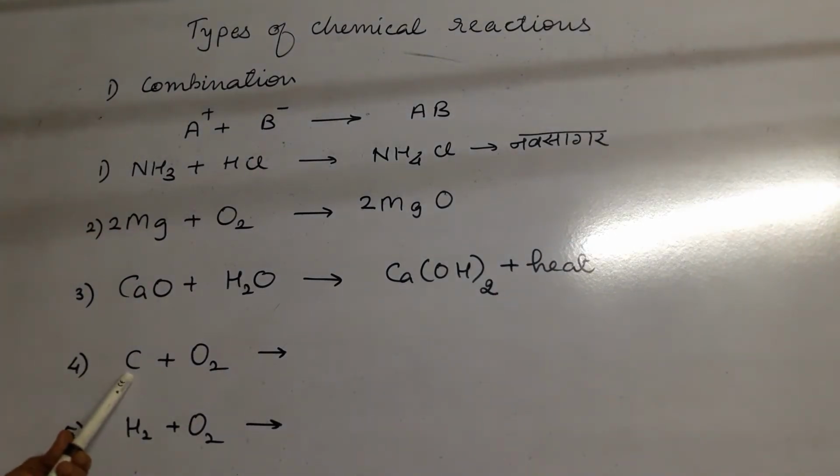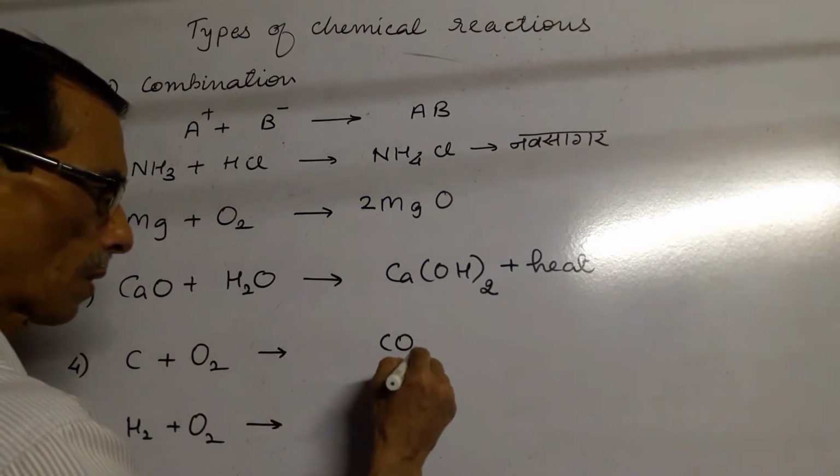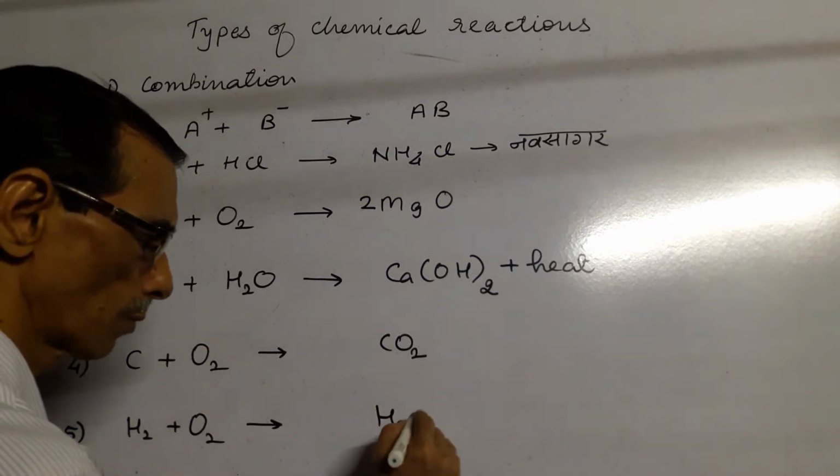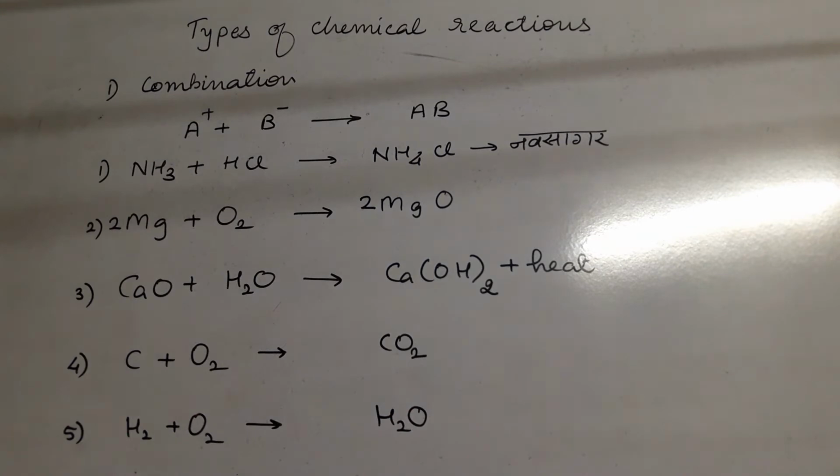If you take coal and burn it in air, you get carbon dioxide. If you take hydrogen and burn it in air, you know that hydrogen burns in air with oxygen, and you get water. Water is formed. So from hydrogen and oxygen you get water.